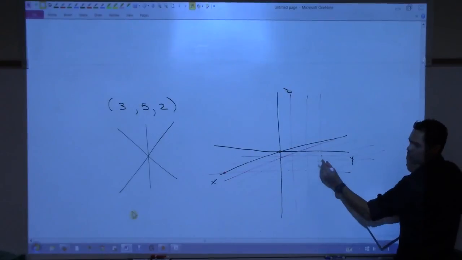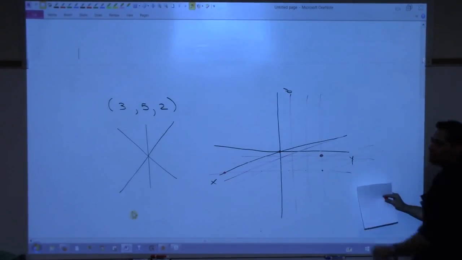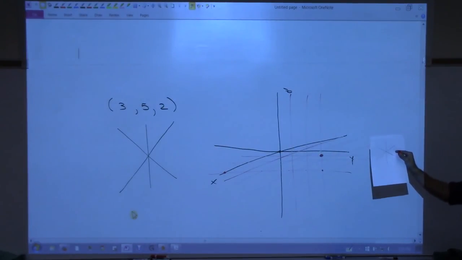I think yours should be easier to do than mine. So up 2, and you draw a point. That is the point in three-dimensional space. Were y'all able to get yours on there? Anyone have any problems with it? You're okay?